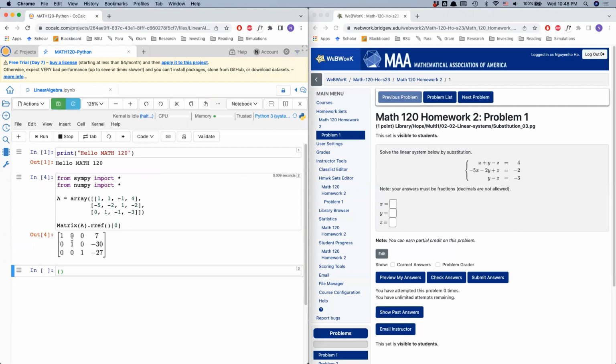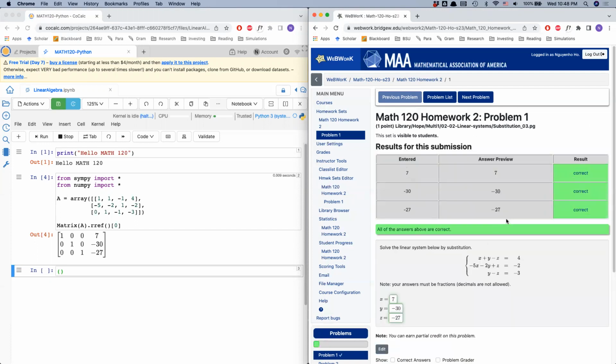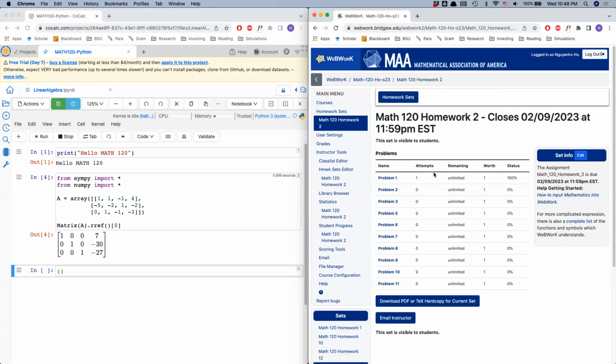So you get x equal to 7, y equal to negative 30, and z equal to negative 27. So this is 7, negative 30, negative 27. All right, that is the correct answer. That's problem 1.